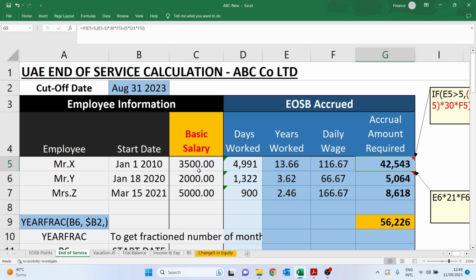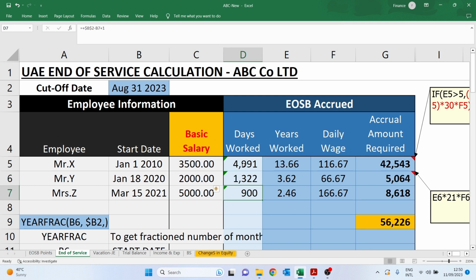Okay, let's say here basic salary. This is days worked. It's a very simple calculation, all of you know, because our cutoff date is August 31st, and his start date is January 1. So the total days he worked as of August 31st is 4,991 days, because he joined in 2010 and resigned on August 31, 2023. So this is just January 1st, 2010 until August 31st, 2023, which will be 4,991 days.